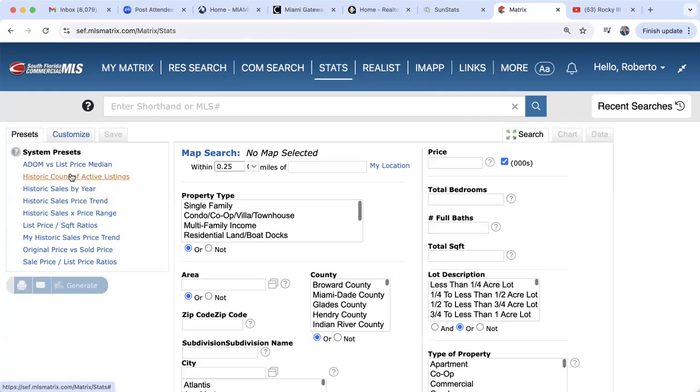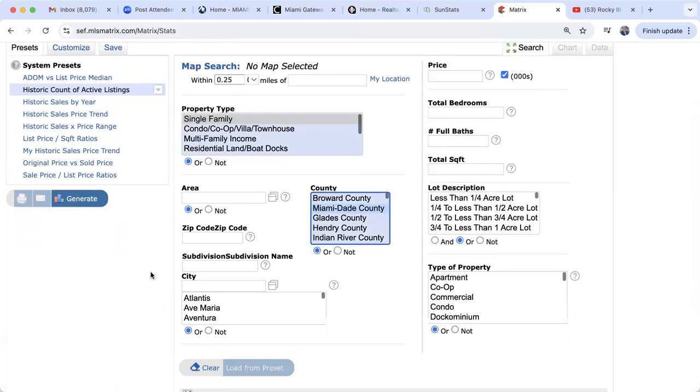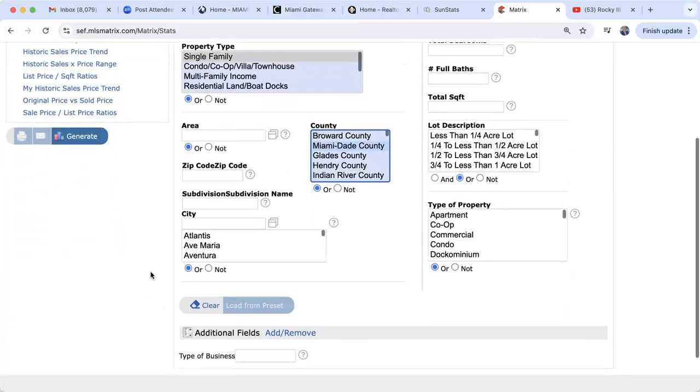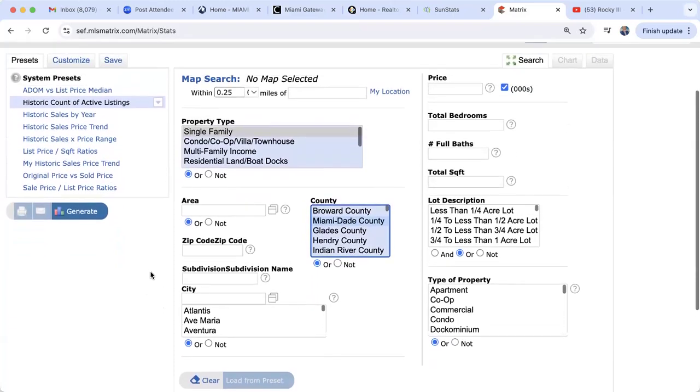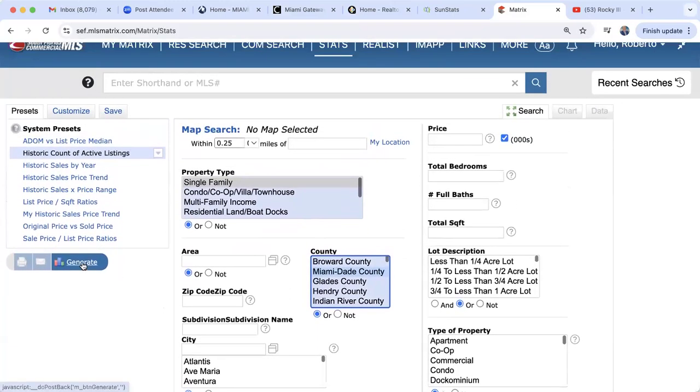We're going to begin with active listings. Single family homes in all of Miami-Dade County. Of course, you guys can choose area, you can choose zip code, you can choose city, right? We're just going to do this report for all of Miami-Dade County. Let's go ahead and click on generate, and let's see what the results tell us.